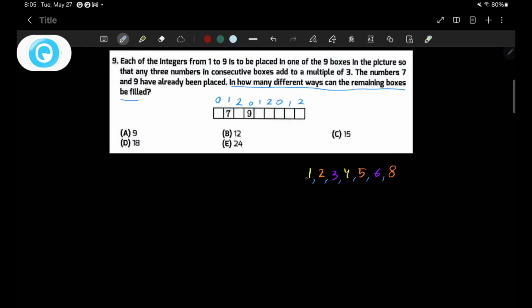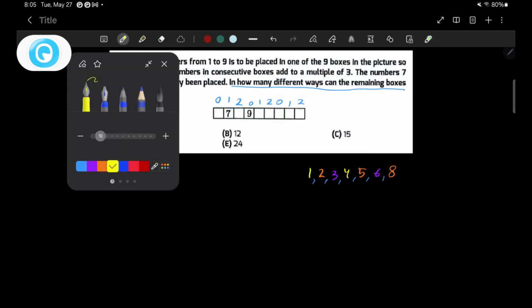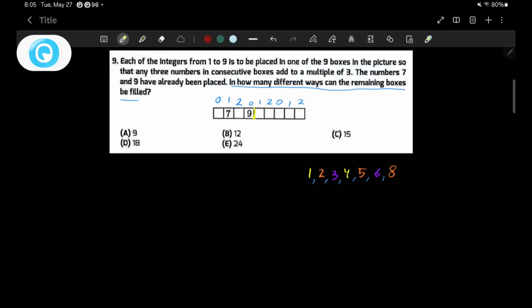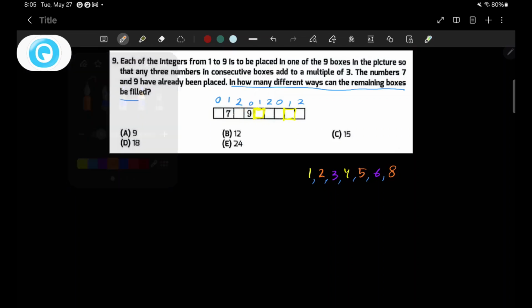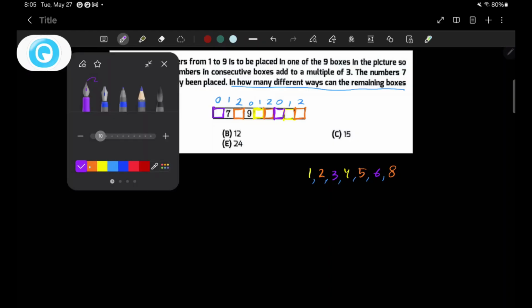So the yellow ones, let's also color code the boxes as well. Yellow ones can go here and here. Orange ones can go here, here, and here, while the purple ones can go here and here. Okay. So now let's start with the purple ones.